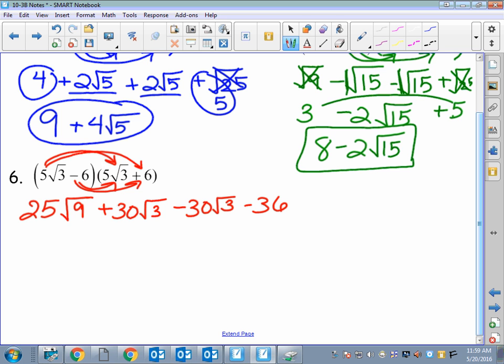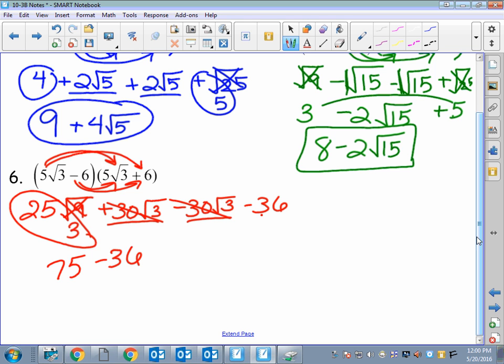So lots of cleaning up to do here. The square root of 9 becomes a 3. Multiply it with the 25. That makes 75. The positive 30 square root of 3 and the negative 30 square root of 3 cancel each other out. I had positive 30, negative 30. I don't have any. Or 0 times the square root of 3 is just 0. So all I have to do now is subtract the 36, bring down the 36 from the end. 75 minus 36, 39, I believe. And you are all finished.